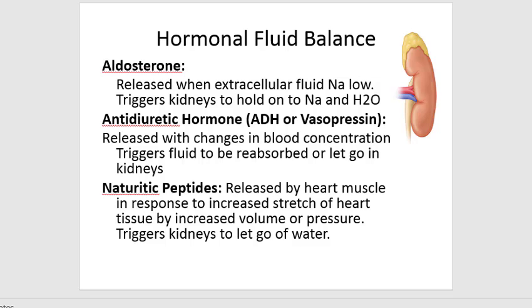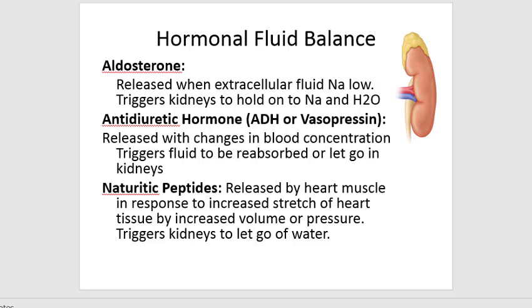The next one we have is the natriuretic peptides. They're released by the heart muscle, okay? So when the heart muscle stretches, either by volume or by increased pressure, that sends a signal to the kidneys to let go of some water. Some of you may have heard of a lab called a brain natriuretic peptide, or a BNP. We use the BNP a lot of times in congestive heart failure patients to see how much fluid overload they have going on.